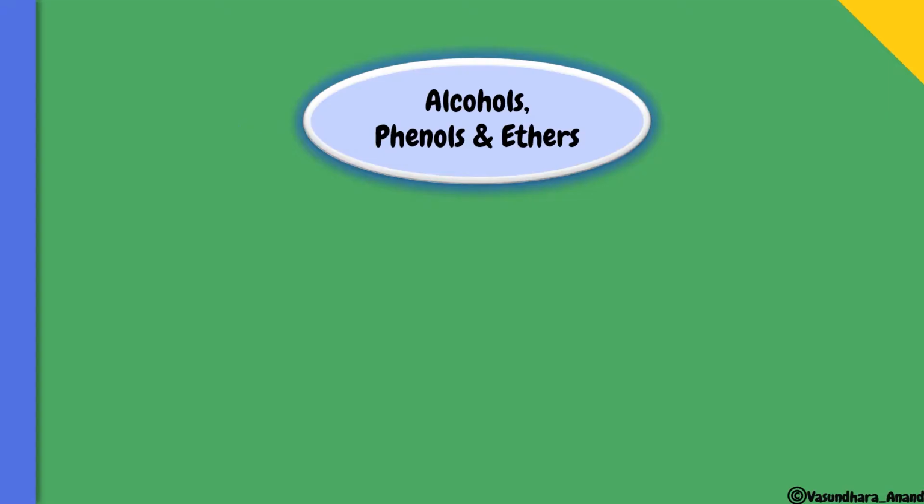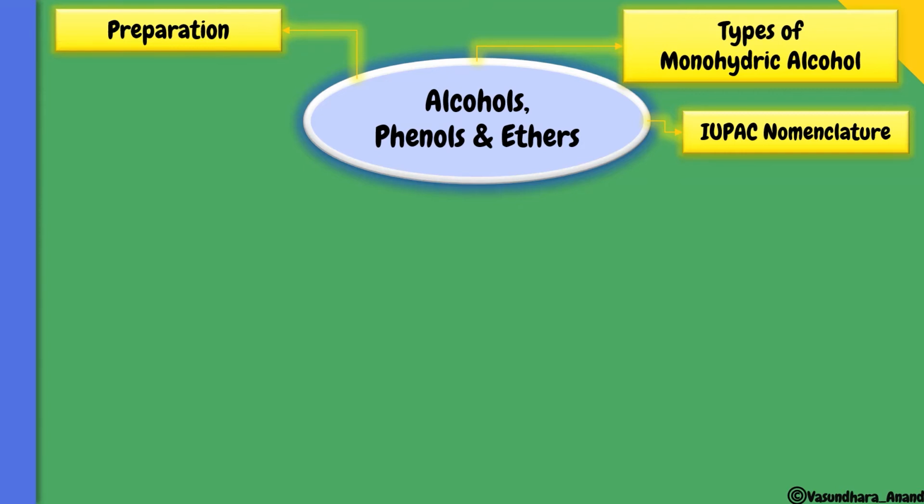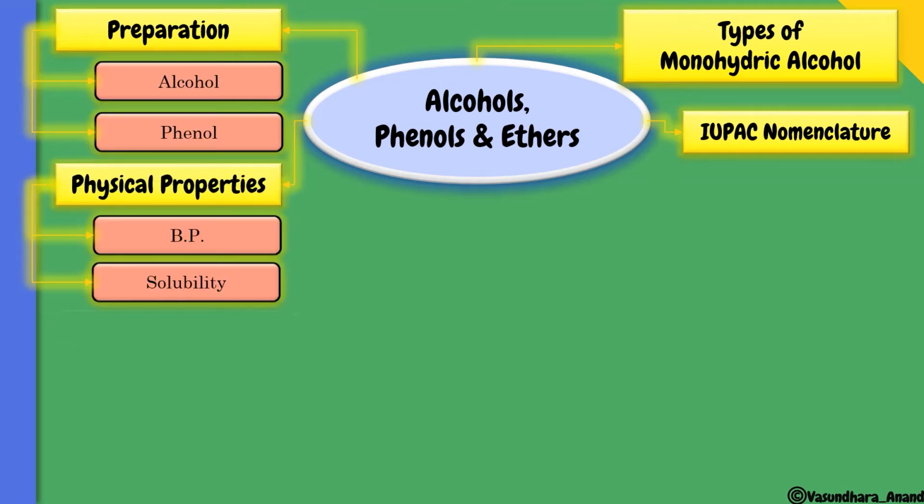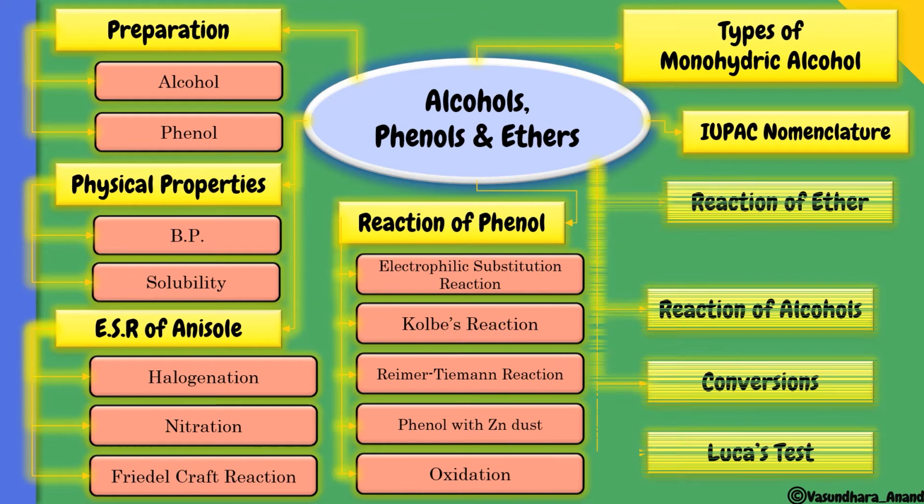Okay, so let's start with alcohol, phenol, ethers. This is the layout. This slide is giving you the idea of what we are going to study in this series. First we will do the types of alcohol, monohydric, dihydric, whatever, and then the IUPAC names. Then we'll do the preparation of alcohol and of phenol, then their physical properties, then reactions of phenols, and then reactions of alcohol.